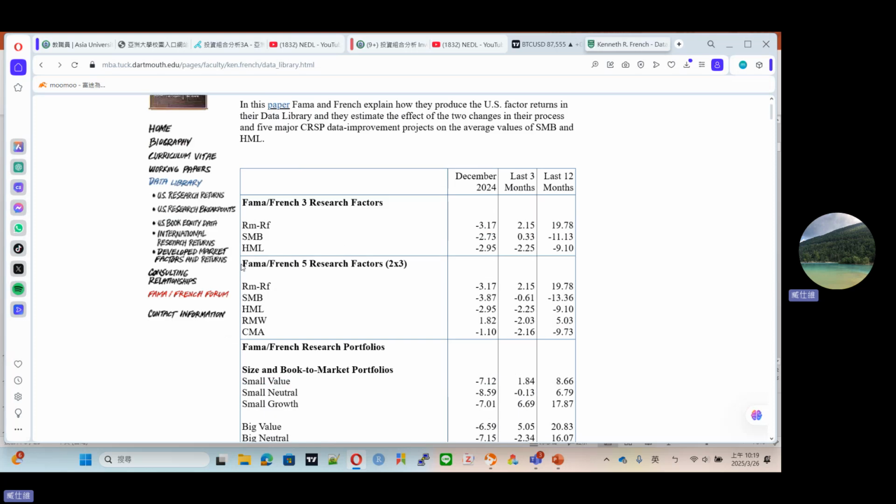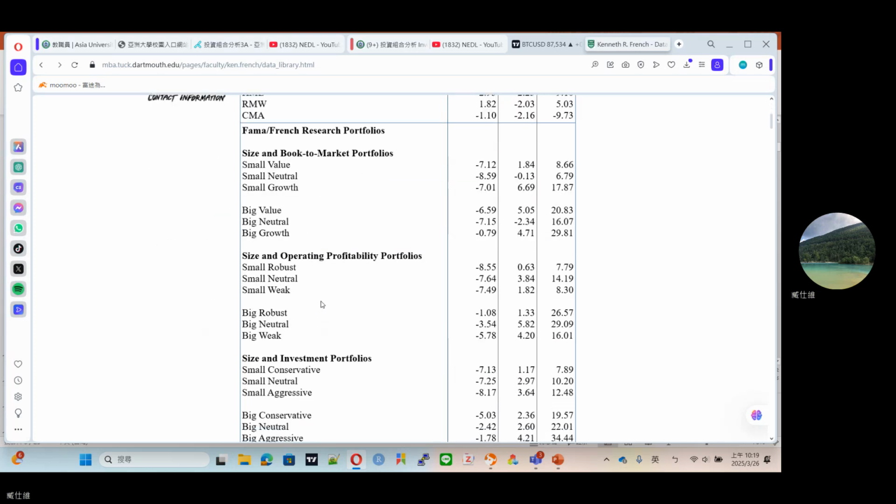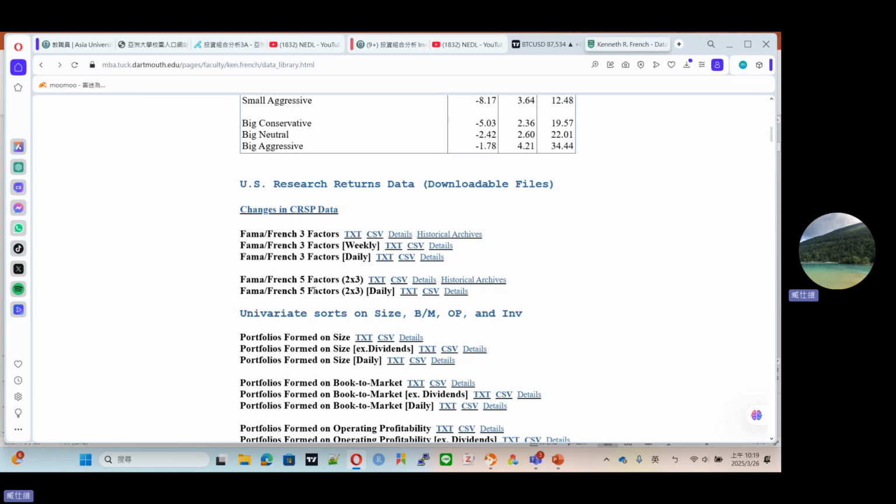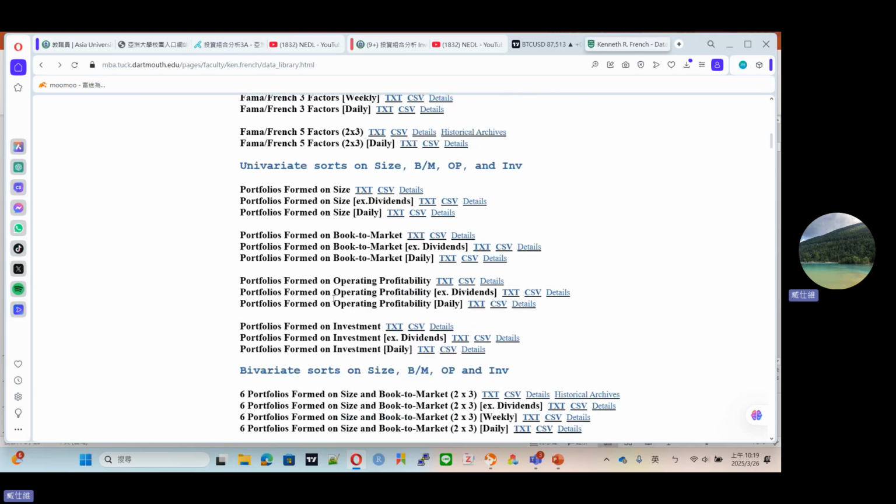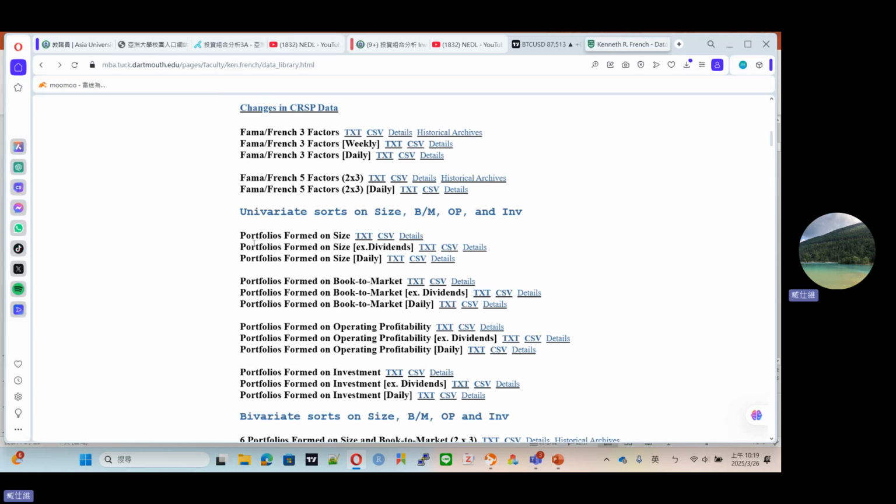Of course, in the following, we also have more than three factors. For example, we have two more factors like I and W and C and A. So this is quite interesting. Down below here, we have three factors data, we have five factors data, and then we also have portfolios formed on different metrics.